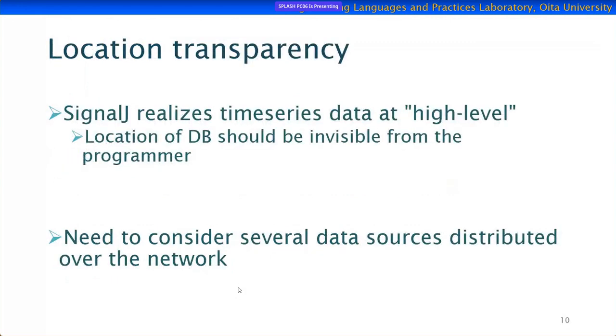Location transparency is necessary because SignalJ realizes time series data at a high abstraction level. So the location of the corresponding database should be invisible to the programmer. We also need to consider several data sources distributed over the network.